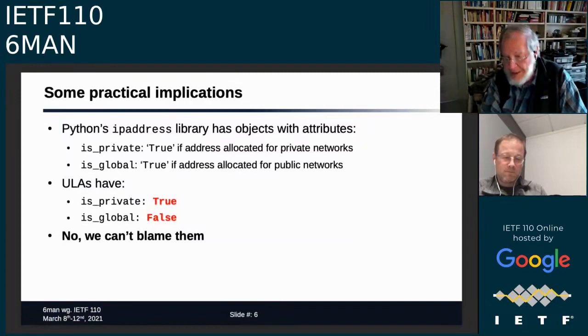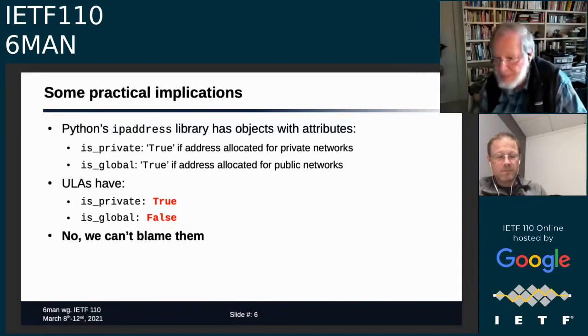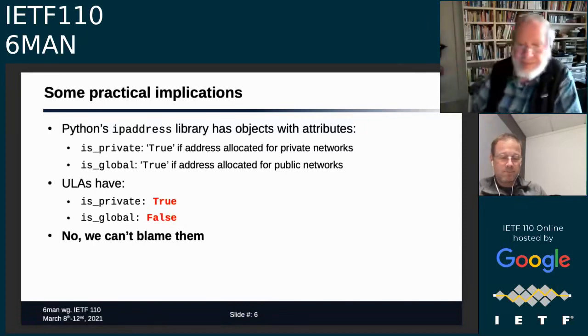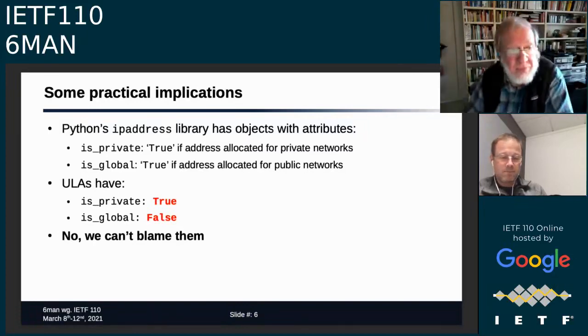There are 2 attributes which are specified by the library as follows. is_private, which is true if the address is allocated for private networks. is_global, which is true if the address is allocated for public networks. And what happens if you have a ULA? Well, private is set to true, global is set to false.